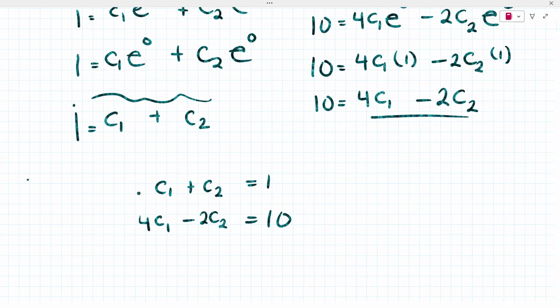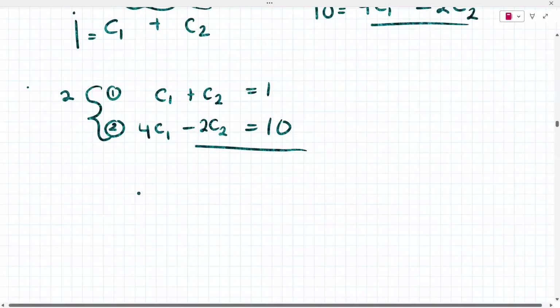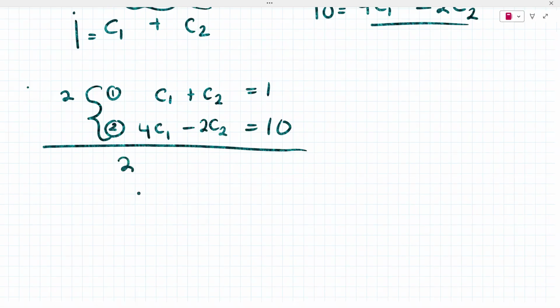Okay, now what do we do next? We're going to do a system of equations. So here's equation 1, here's equation 2. Which variable should I get rid of? I think I'll get rid of the c2 because it's really simple. All I got to do is multiply the entire first equation by positive 2, right? So go ahead and distribute the 2 through the entire equation. 2 times c1 is 2c1. 2 times c2 is 2c2. 2 times 1 is 2. And then on the bottom, you have 4c1, it hasn't changed, minus 2c2 equals 10.